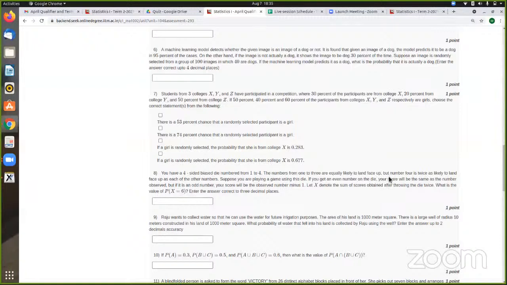Suppose you are playing a game using the die. If you get an even number on the die, your score will be the same as the number observed. But if it is an odd number, your score will be the observed number minus 1. Let X denote the sum of scores obtained after throwing the die twice. What is the probability that X is equal to 6?